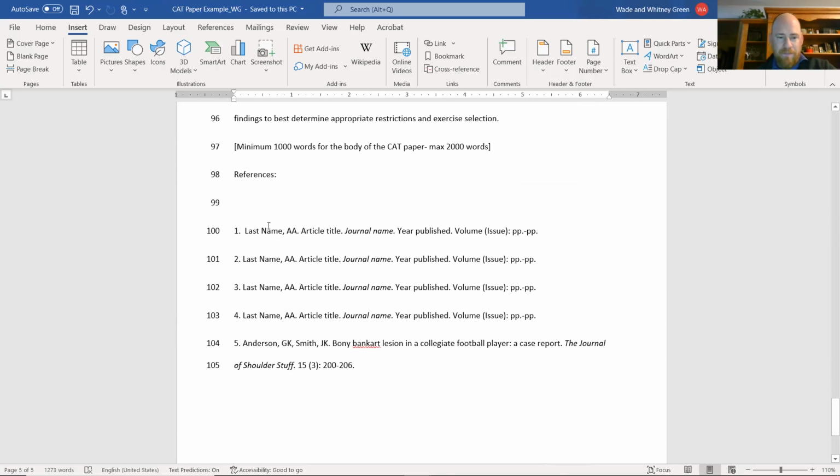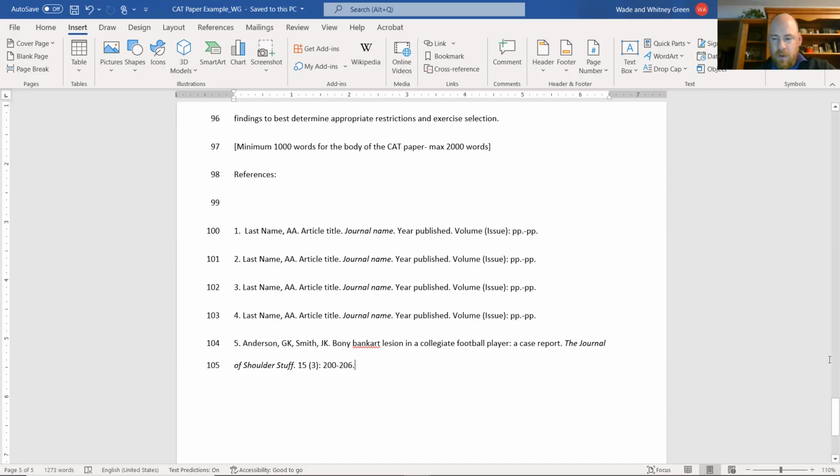As far as AMA goes, these are where your authors are listed: author last name, first initials, title of the article, journal name in italics, year published, volume. If there's an issue attached to it, it's in parentheses, colon, page numbers. Here's an example of that in real life. Anderson GK, Smith JK, bony Bankart lesion in a college football player case report. You have the Journal of Shoulder Stuff. I made that up. Volume 15, issue 3, pages 200 through 206.